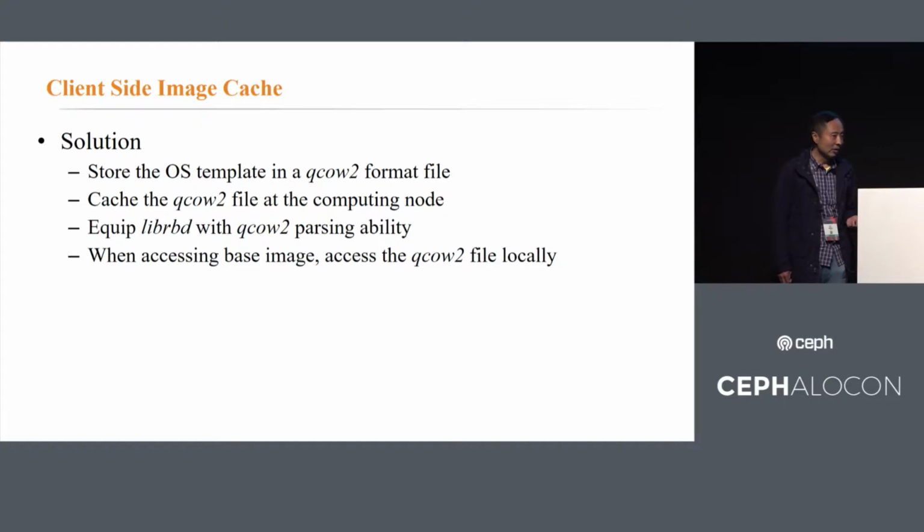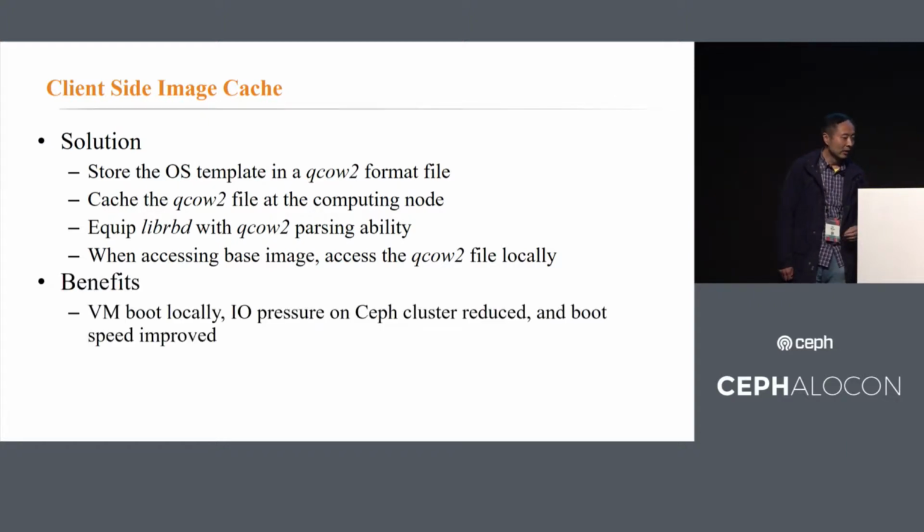file. At that time, when the virtual machines, when librbd needs to access the base image, it can just access it from the computing node locally. It can just access directly from the qemu+librbd file placed at the computing node. So in this way, the benefit is the virtual machine can now boot almost locally.